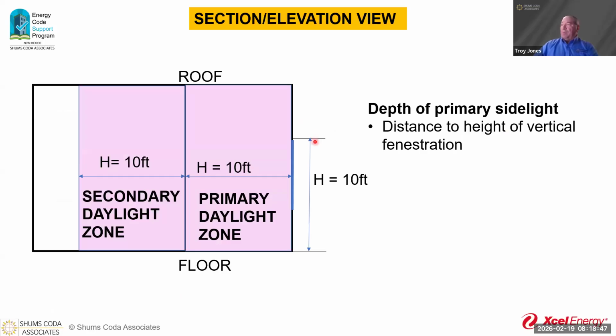So we'll take a look at this example. The height of this window, the distance to the height of the vertical fenestration is 10 feet. So we measure 10 feet out. That's the depth of the primary side light. Then we're going to duplicate that for the second.